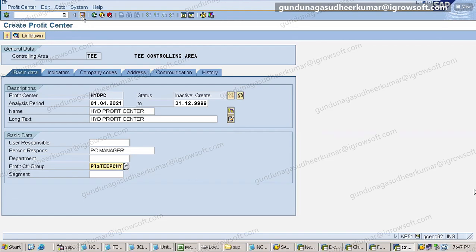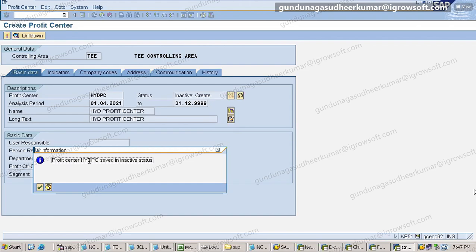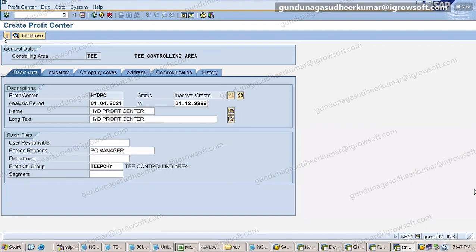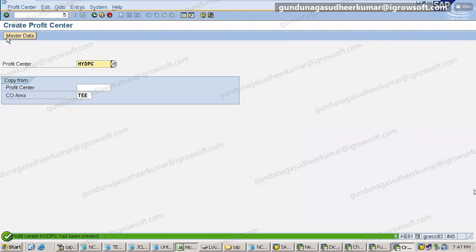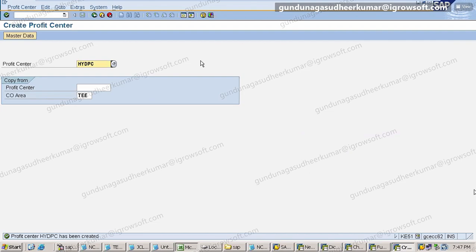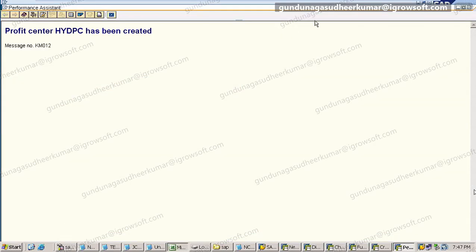Save. So now, what is it? Some mistake happened. Save. So now profit center saved in inactive status. Inactive status. Now what I have to do? Activate. Correct. This is the activate button. Activate. So profit center has been created. So today we have created our new profit center.